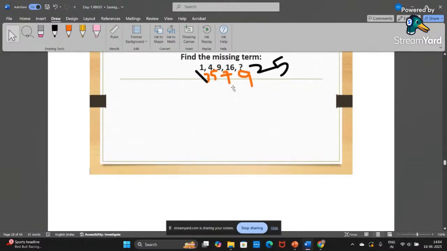Here the difference is added. Here 1 and 4, the difference is 3. So it is added to 1. 1 plus 3, it is 4. Again, the difference is 5. 4 plus 5, it is 9. Again, between these, the difference is 7. So 9 plus 7, it is 16. So here the differences are odd numbers. So the next odd number after 7 is 9. So you have to add 9 to 16, it is 25.